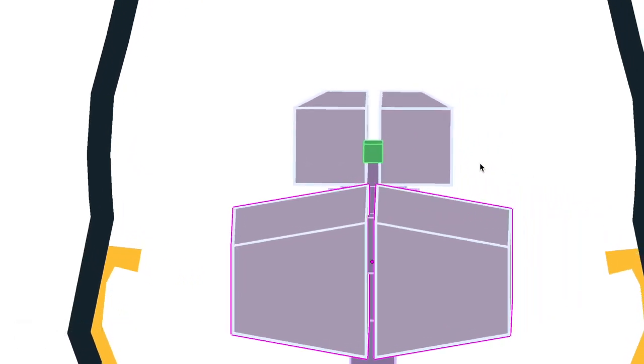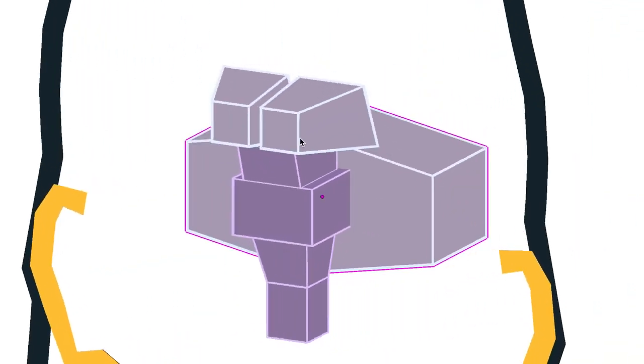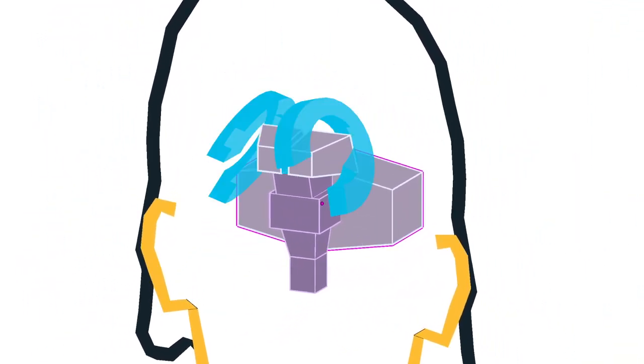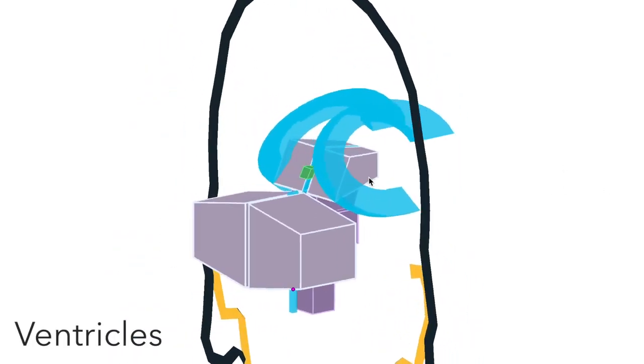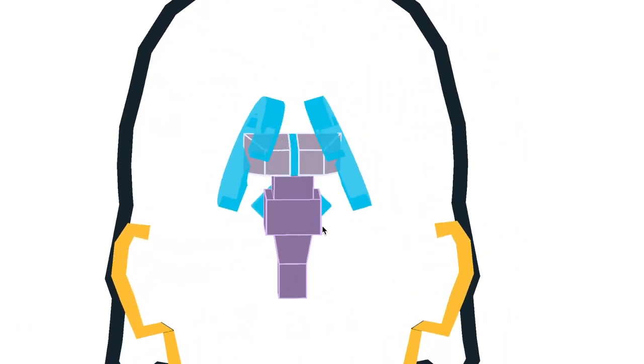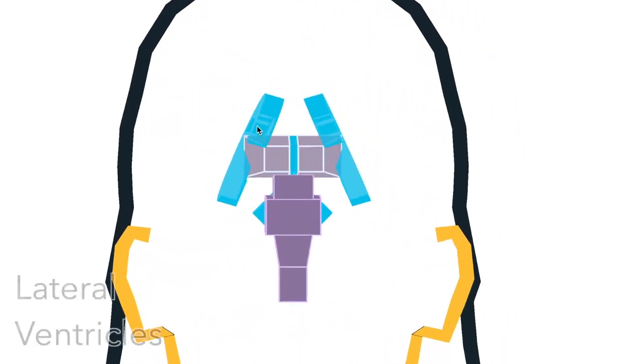As you may know, the brain floats in a clear liquid called cerebrospinal fluid. This also circulates through chambers sitting between different parts of the brain, which are known as ventricles. We have the lateral ventricles here, aka ventricle 1 and 2.